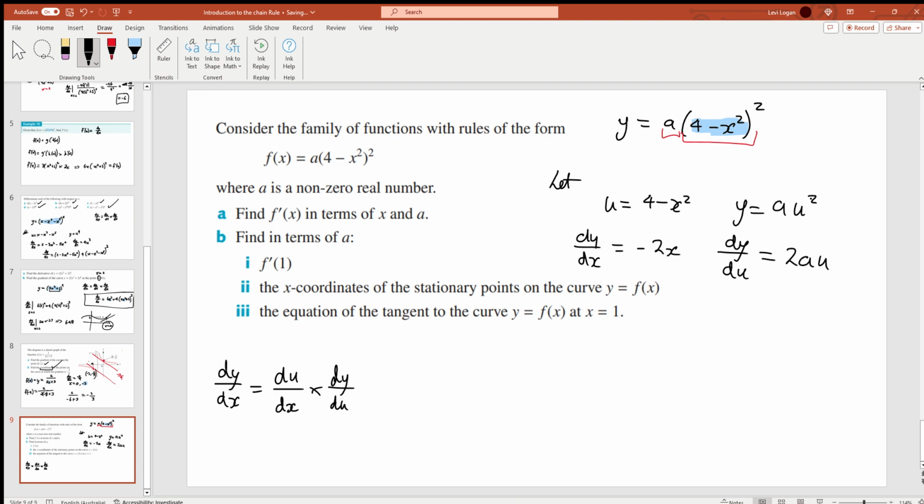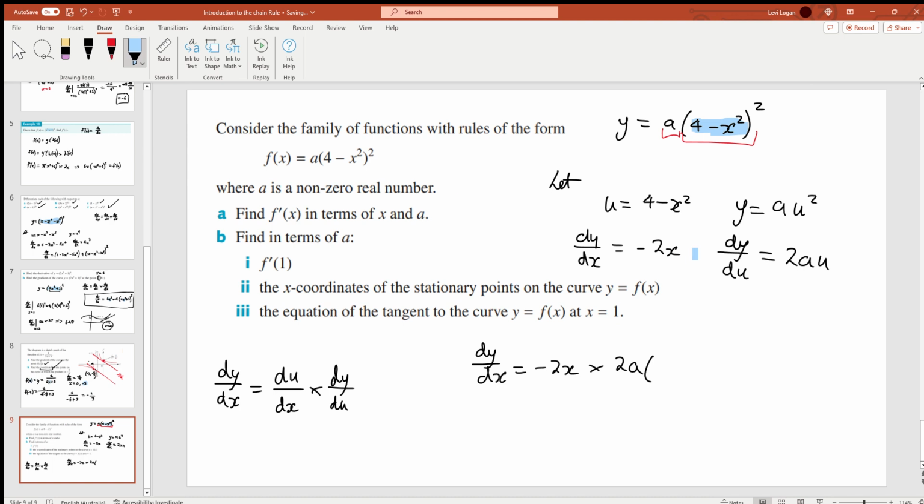So all I did was bring that 2 down the front. I left the a because it's a number, so you don't need to differentiate with respect to that. Just treat it as a constant, like if it was 6 or 5 or whatever it is, okay? So that means dy/dx is going to be minus 2x times by 2a.